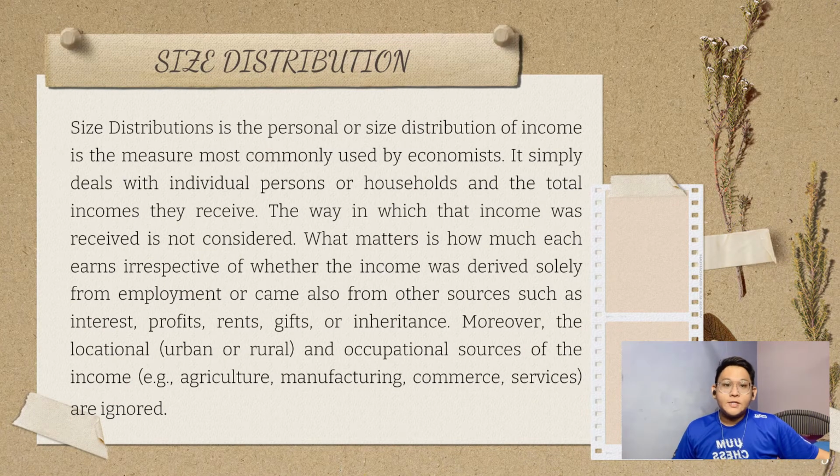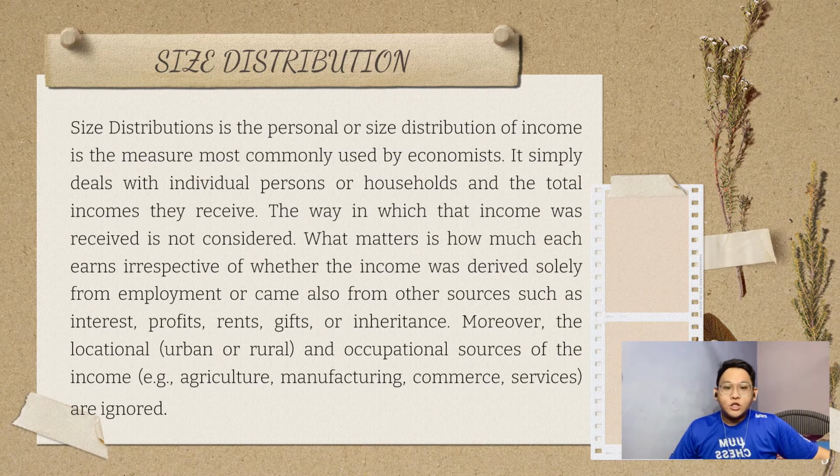Size distribution is the personal or size distribution of income. It is the measure most commonly used by economists. It simply deals with individual persons or households and the total income they receive. The way in which the income was received is not considered. What matters is how much each earned, irrespective of whether the income was derived solely from employment or also from other sources such as interest, profit, rent, gift, or inheritance.